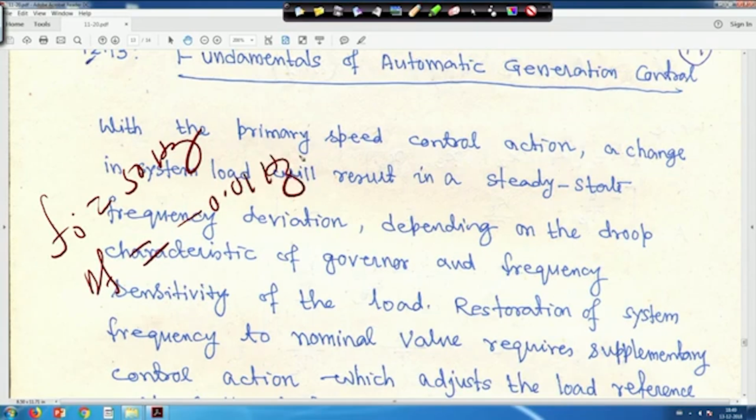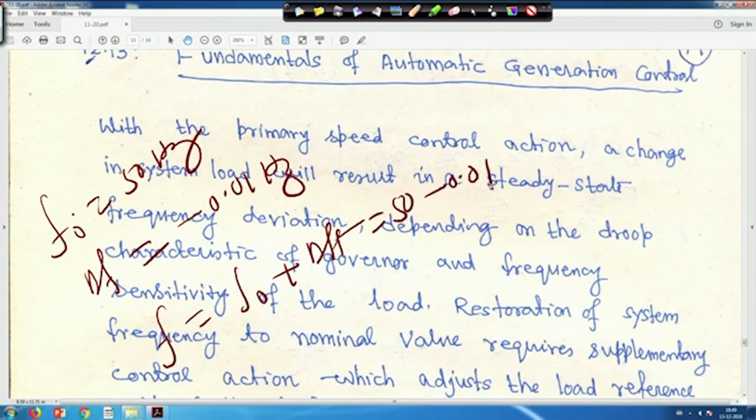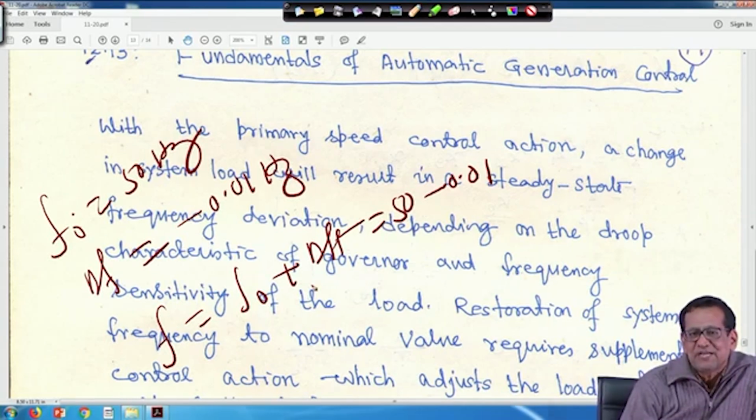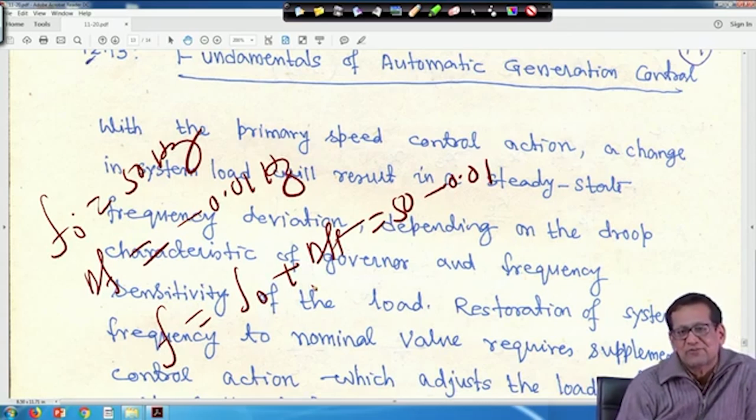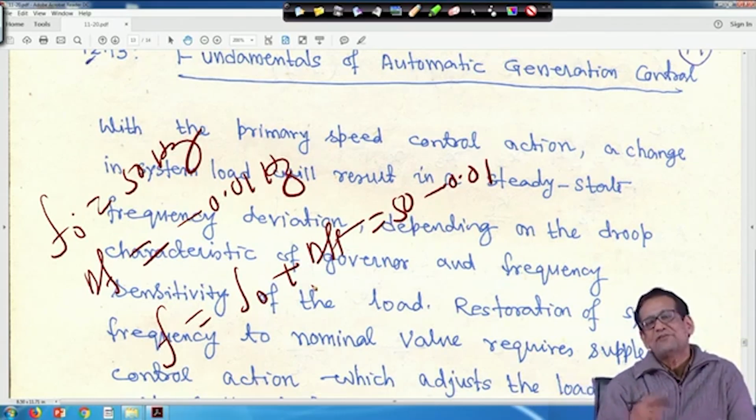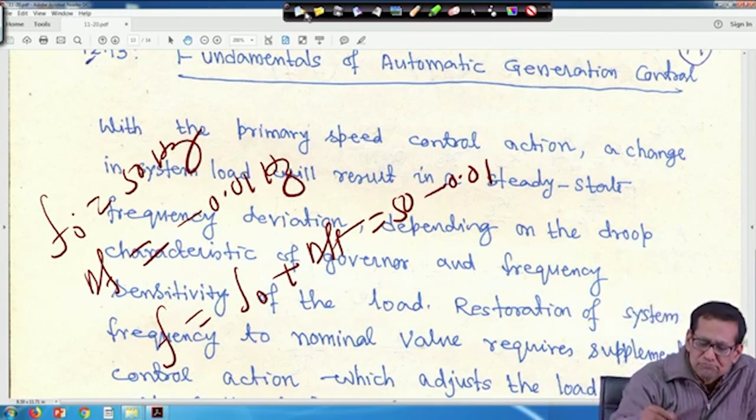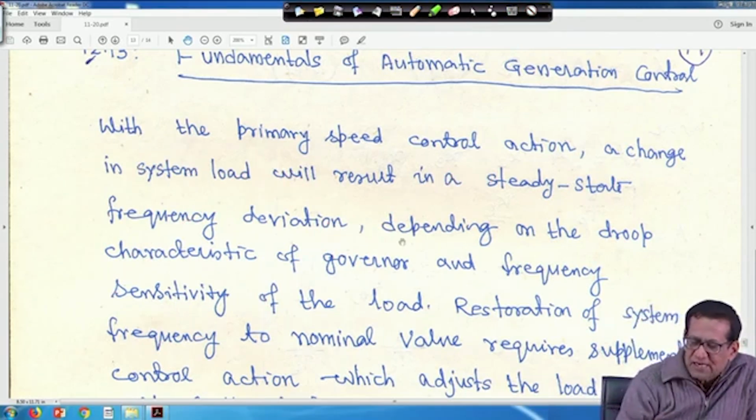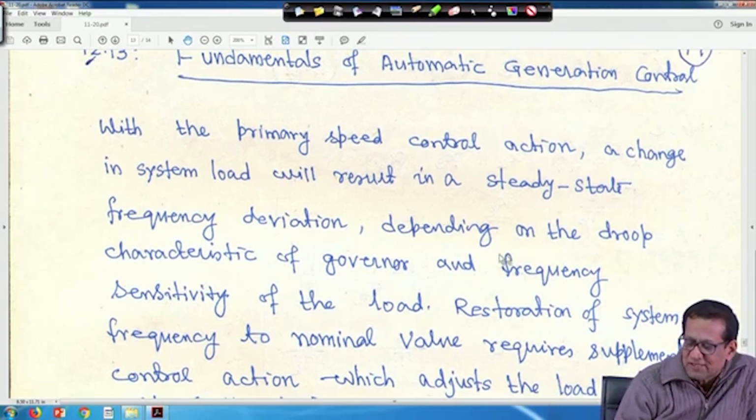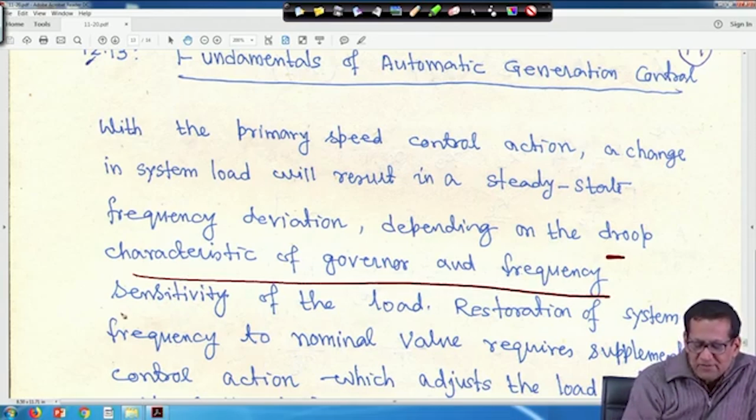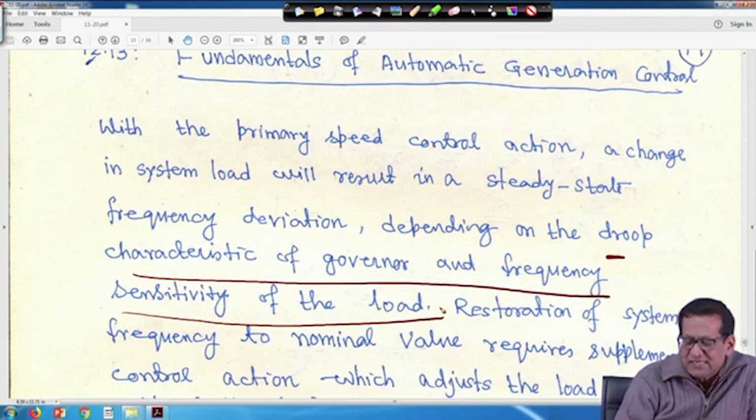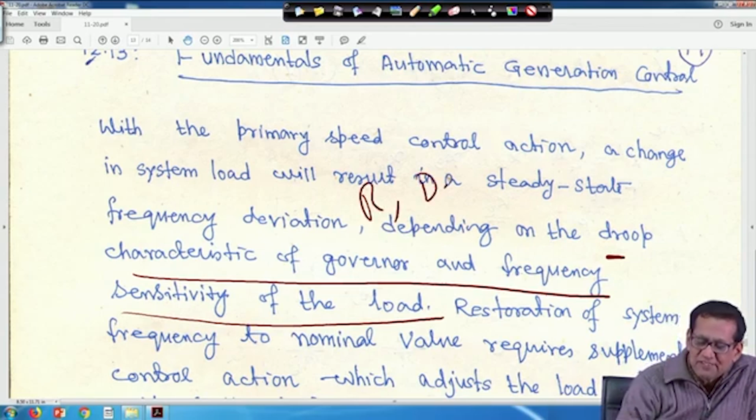So this is delta f. What is the frequency at steady state? The frequency at steady state will be f0 plus delta f, that is 50 minus 0.01. So it is not exactly at 50 hertz, but less than 50 hertz for an increase of the load. The same will happen for a decrease of load, where the frequency will increase. Depending on the droop characteristic of the governor, parameter R, and the frequency sensitivity of the load, parameter D, the deviation depends on R and it depends on D.